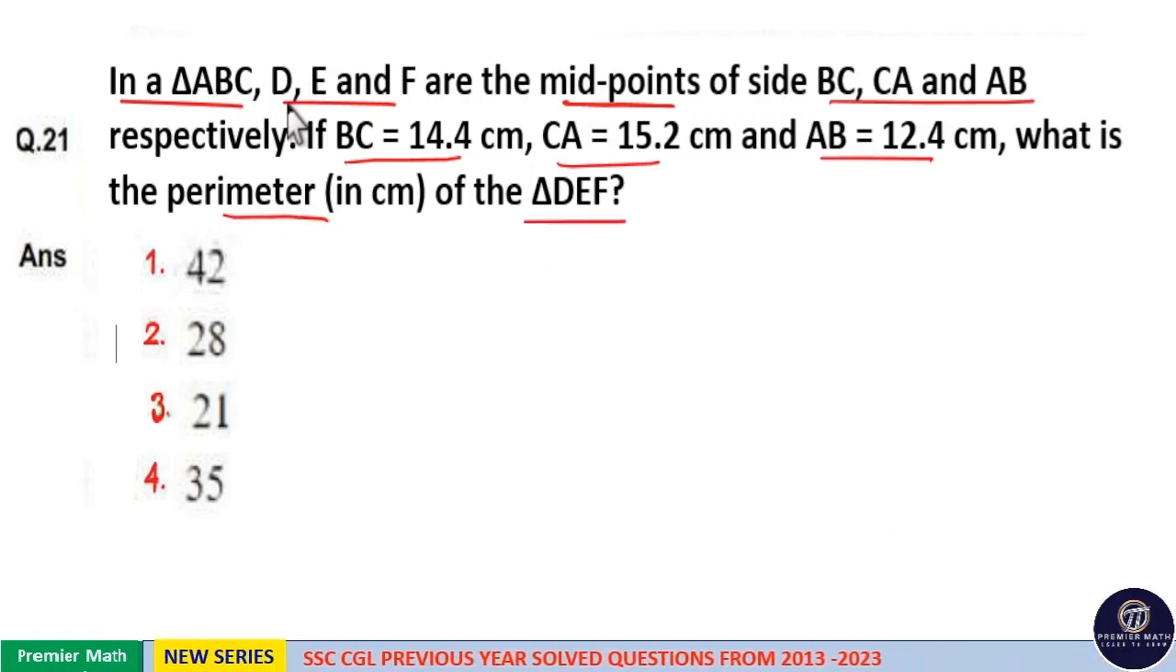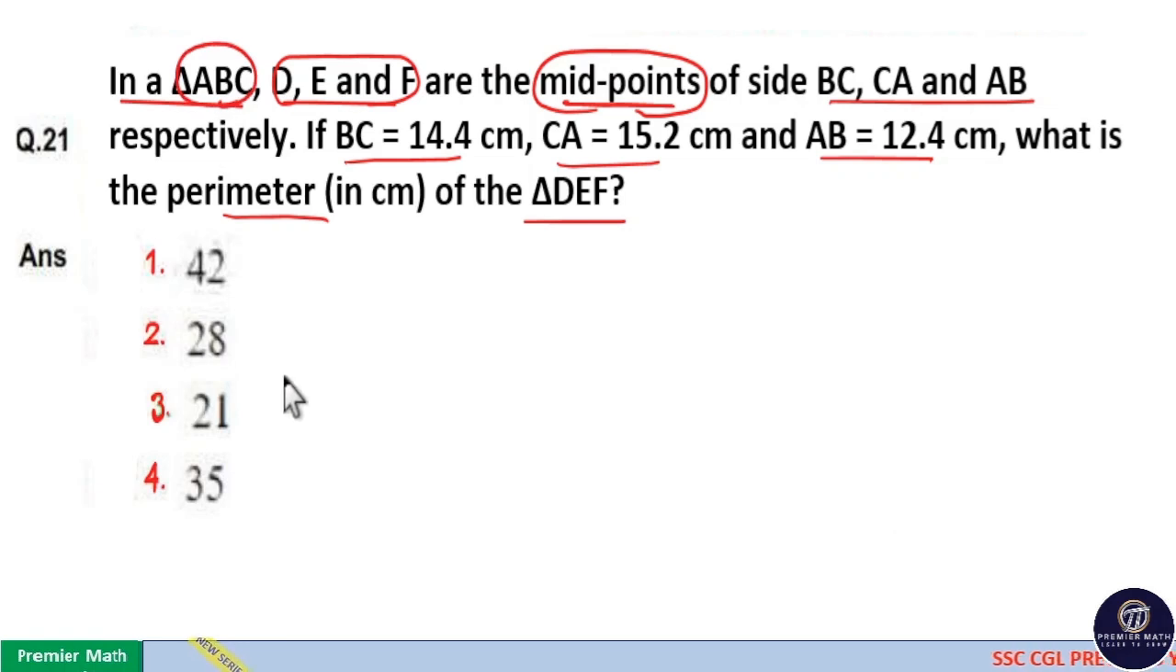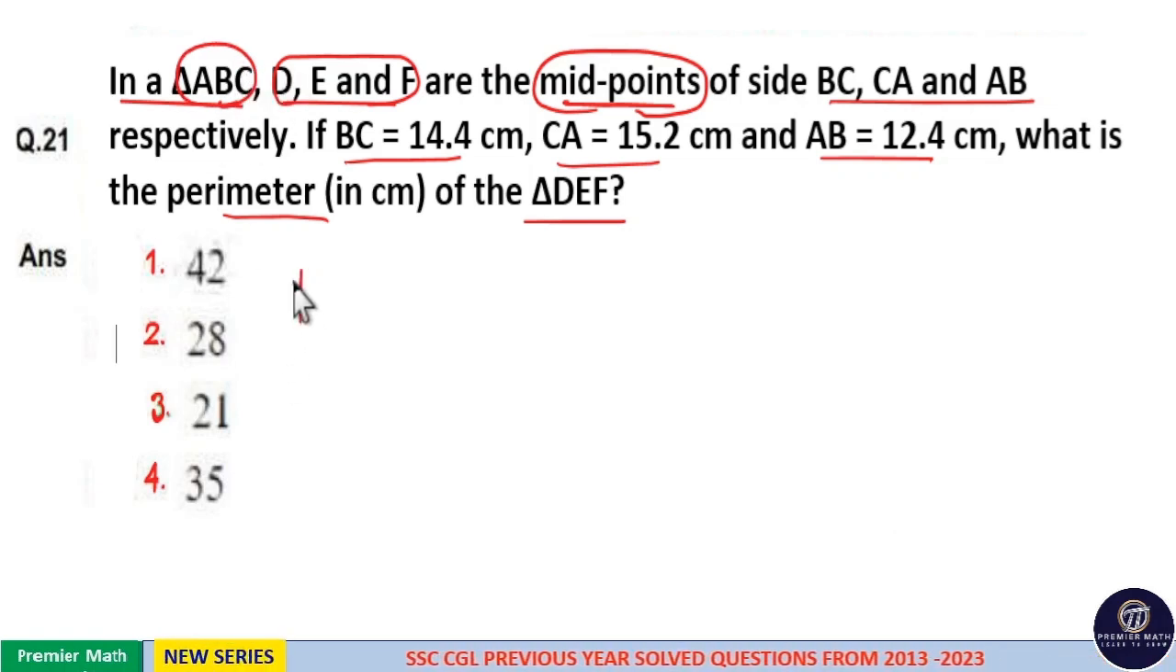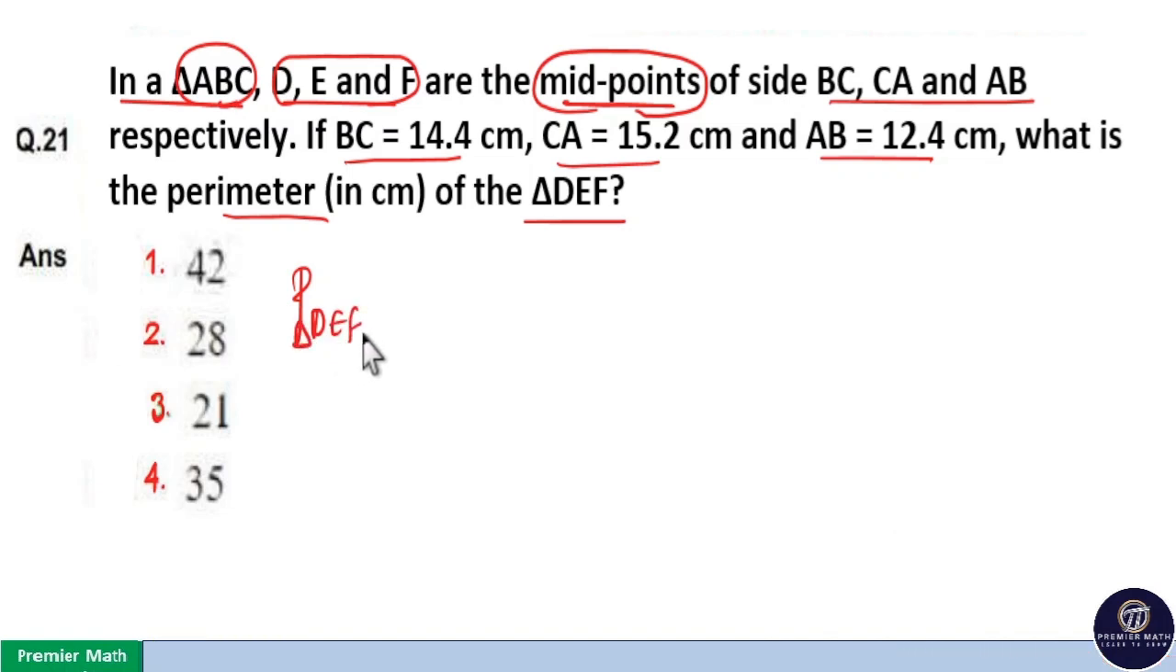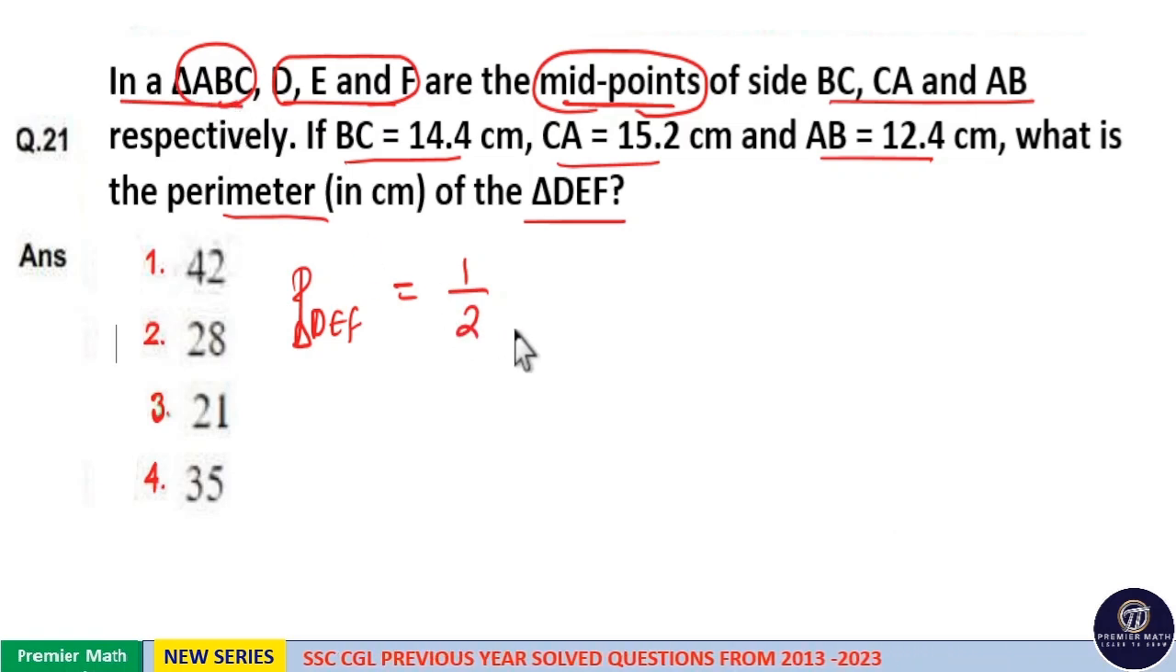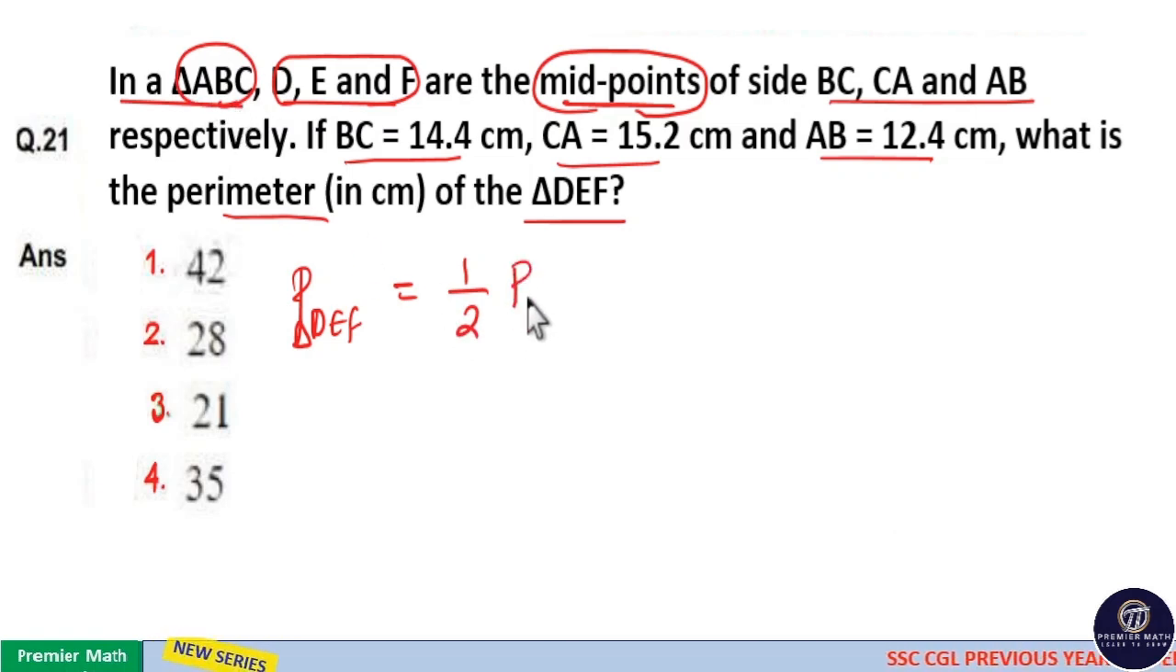That is, this triangle DEF is created by the midpoints of triangle ABC. Then the perimeter of triangle DEF, that is, the little triangle DEF, is equal to half the perimeter of triangle ABC, that is, the bigger triangle.